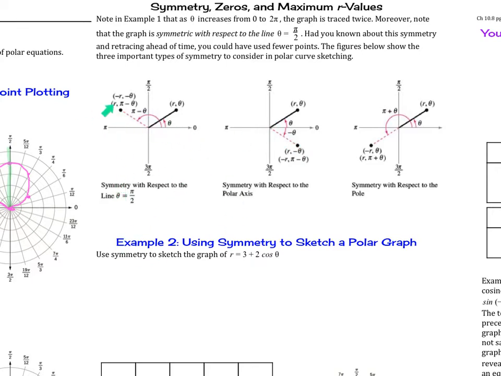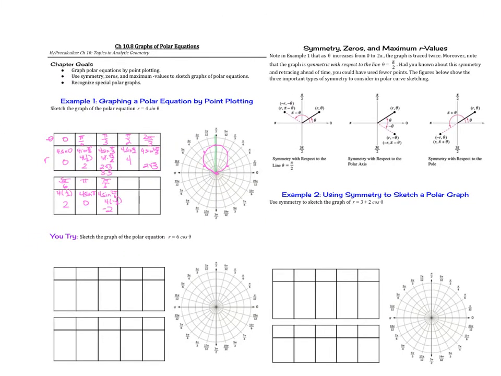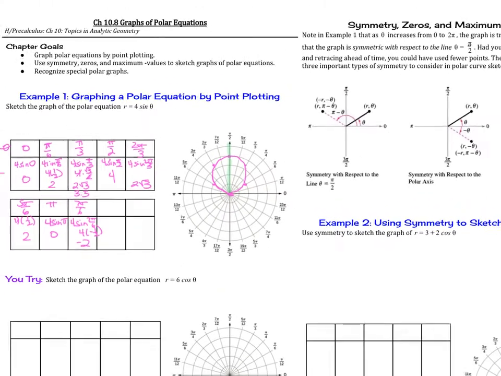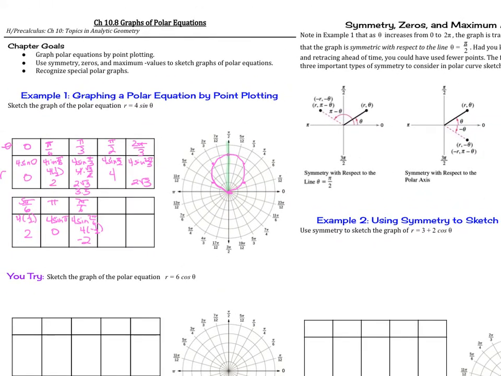Now what you do is plug it in. For example, if you want to know if it's symmetric across the line theta equals pi over 2, you plug in negative r and negative theta for both the r and the theta, and you should get the same exact equation back. Same thing here: if you plug in r and negative theta, you should get the original equation back. And here, if you plug in just a negative r, you get the same equation back. So whichever one works, it would be symmetric across that particular axis.